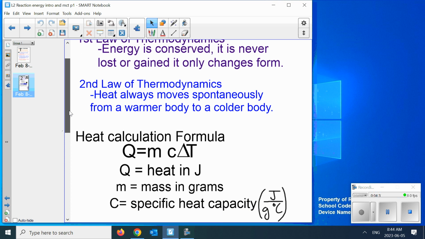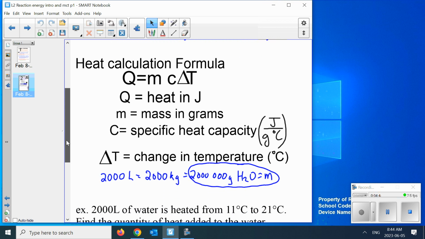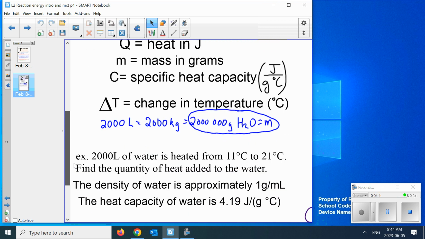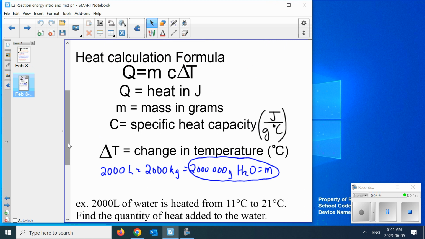Second law of thermodynamics, heat always moves spontaneously from warm to cold. Now, we saw this, and we're going to practice this once again. That's why I'm kind of whizzing through without going over the other thing, because we're going to take a look at Q equals mc delta T, but first I'll update once again.